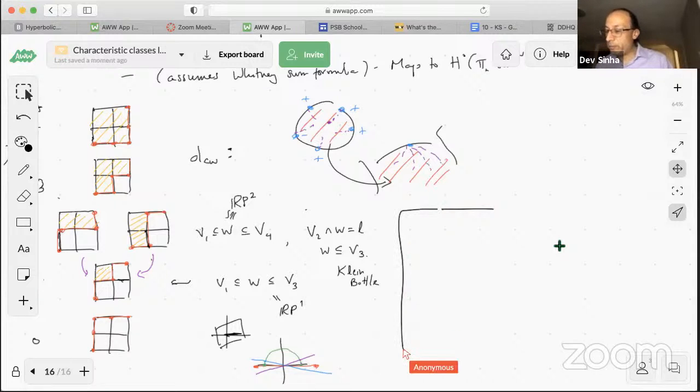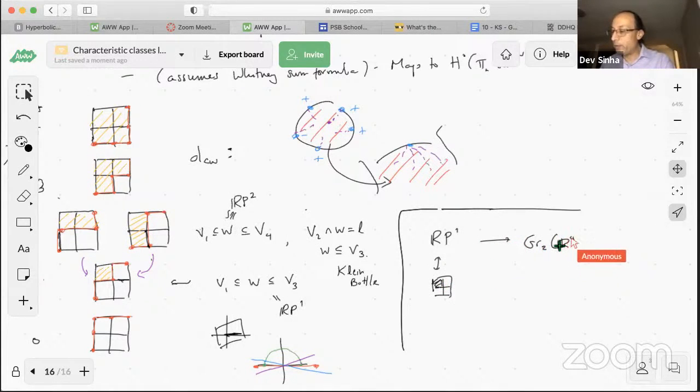So what's a very simple example of this? We know there is a class. The RP1, which is the Schubert variety associated to this Schubert cell, that's mapping to GR2, R4. So that implies a class in H lower 1. But of course, it's a cycle. I want to know, is it a boundary or not?